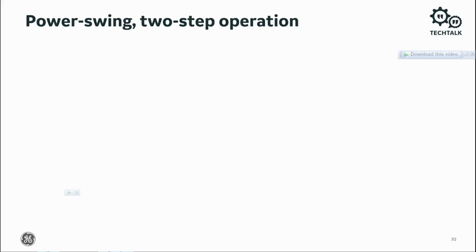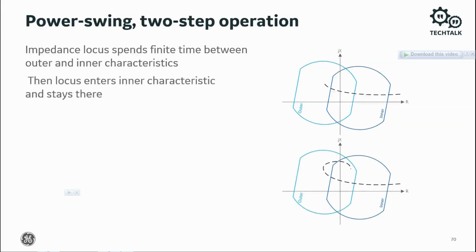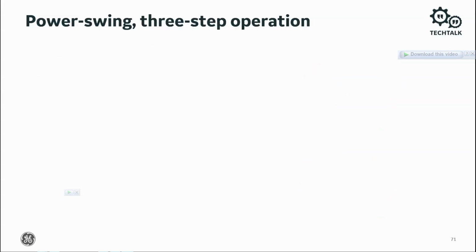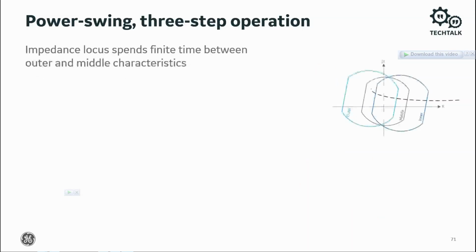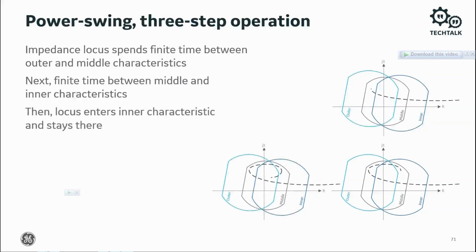There are two modes of power swing operation. Two-step operation, where the impedance locus spends a finite time between the outer and the inner characteristics, and then the locus enters the inner characteristic and stays there for a time. In three-step operation, the impedance locus spends a finite time between the outer and the middle characteristics, and next a finite time between the middle and inner characteristics. Then the locus enters the inner characteristic and stays there for a time.